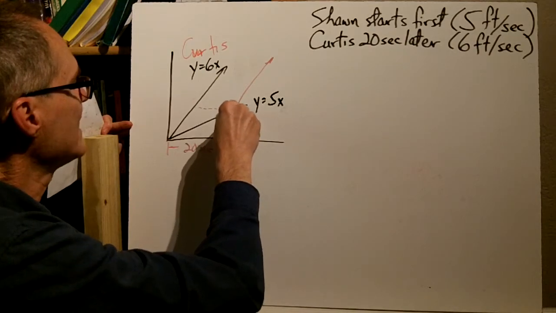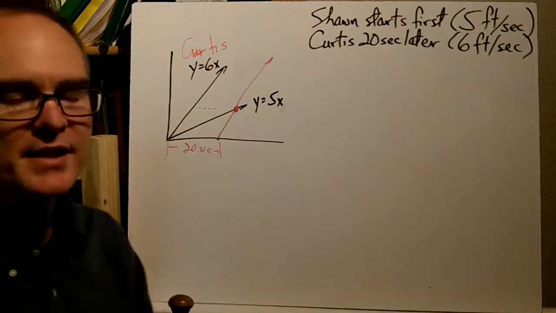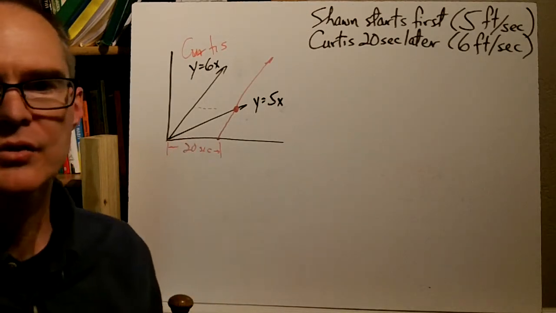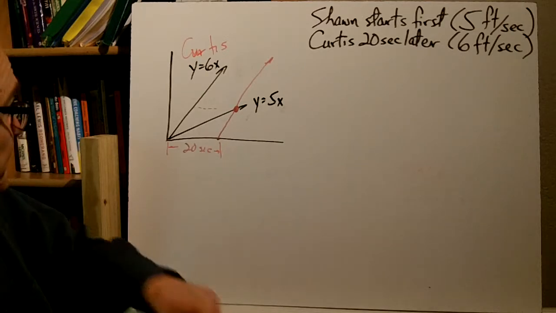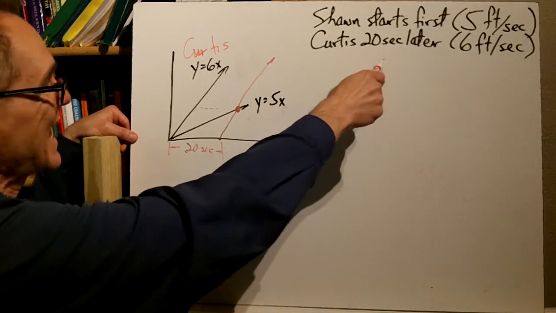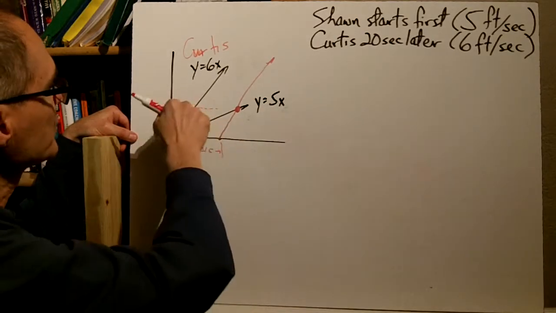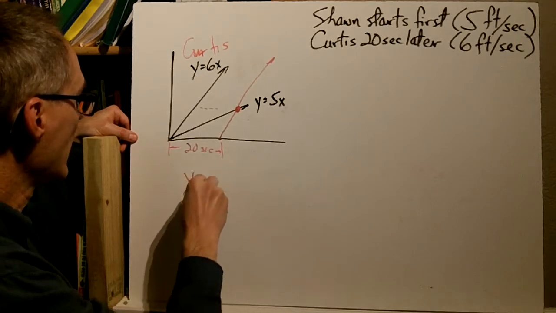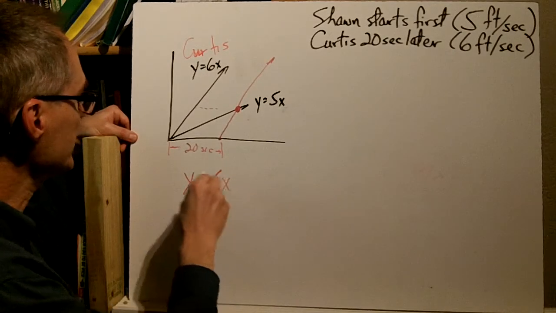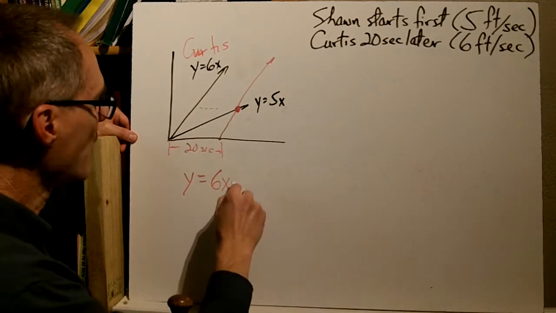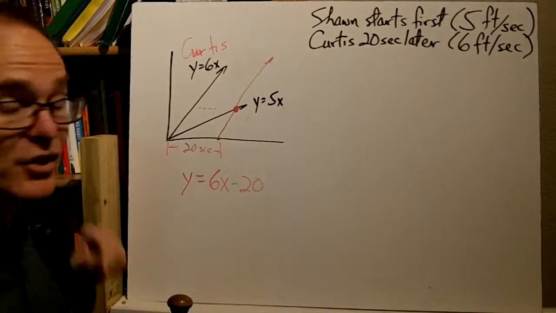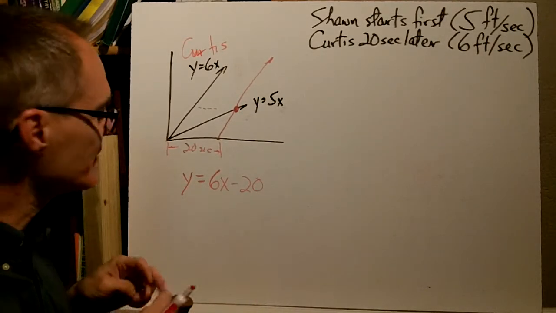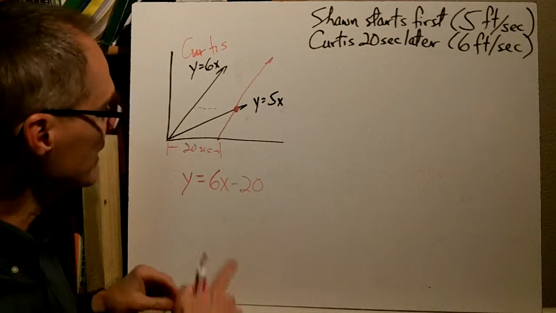And then this point right here, where the lines intersect, that's the point I'm looking for. So at this point, what a lot of students will do is they will say, well, if Curtis starts walking 20 seconds after Sean, then that just means I want to move this over by 20. Well, why don't I just say y equals, instead of y equals 6x, which is this line, how about just y equals 6x minus 20? Kind of makes sense.